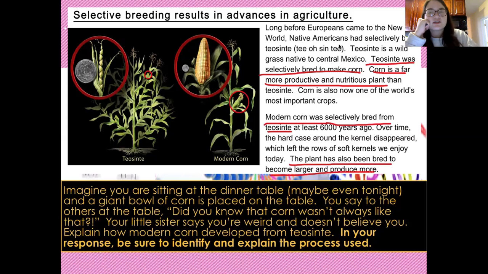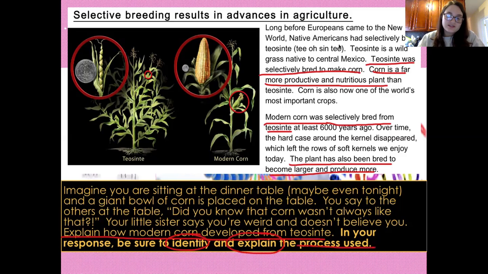So this is going to be another question you answer on your own. I will be checking it through Google Classroom tomorrow, but I want you to imagine you're sitting at the dinner table, maybe even tonight, and a giant bowl of corn is placed on the table. You say to the other people at the table, "Did you know that corn wasn't always like that?" Your little sister or brother looks at you and says, "You're weird," and she doesn't believe you, or he doesn't believe you. Now, I want you to explain to that younger sibling how modern corn developed from teosinte. So once again, you are going to explain how modern corn developed from teosinte. In your response, be sure to identify and explain the process used.